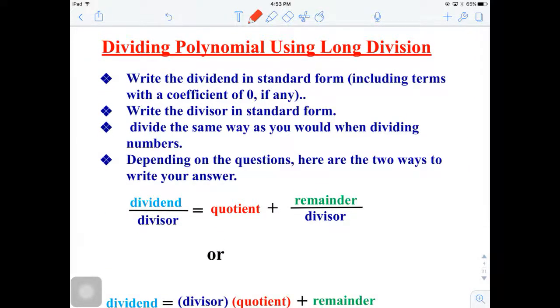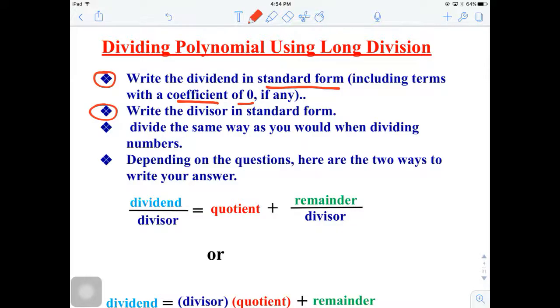And here are the steps for dividing polynomials using long division. These are the same steps as what we did in elementary school, but they apply to polynomials now. The first step is to write the dividend in standard form. Everyone knows what standard form means, right? We line it up from highest power to lowest, including the terms with a coefficient of 0. If there's a missing term, like you skip from x cubed to x, you're missing an x squared, so you have to add a 0x squared in there. So you're not missing anything.